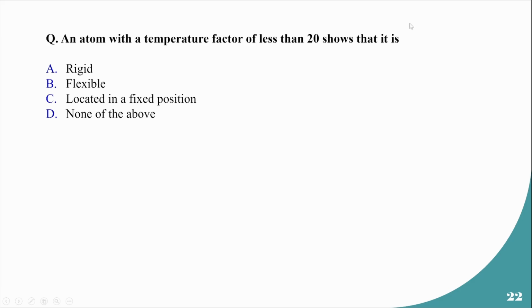So let's say, in a very related concept that we just discussed: an atom with a temperature factor of less than 20. So what kind of atom will it be? So what is the temperature factor that is mentioned here? Any idea? Have we heard about this term or is it a new term? Yeah, it is the B factor basically, right? So temperature factor is basically the B factor. It's just another term for that.